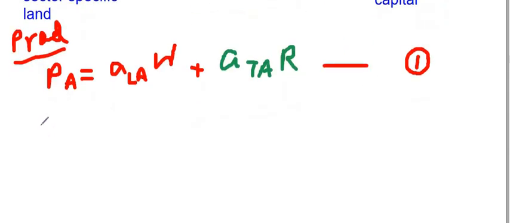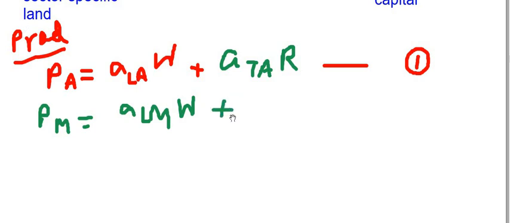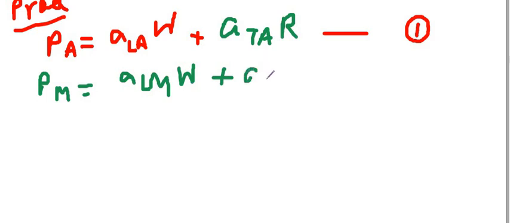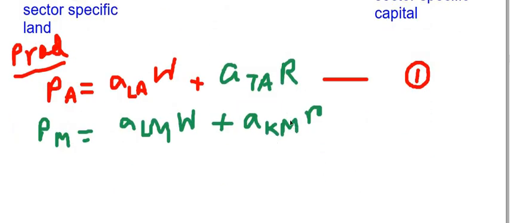So if I consider the manufacturing sector, I end up with PM equal to ALMW, as was previously in the 1965 model, plus now we realize that in the manufacturing sector we have the sector specific advanced capital, which uses small r as its return. So we have, instead of AK, essentially the notation remains the same, but the meaning changes. Here again it's AKMR, but this time this K is not mobile.